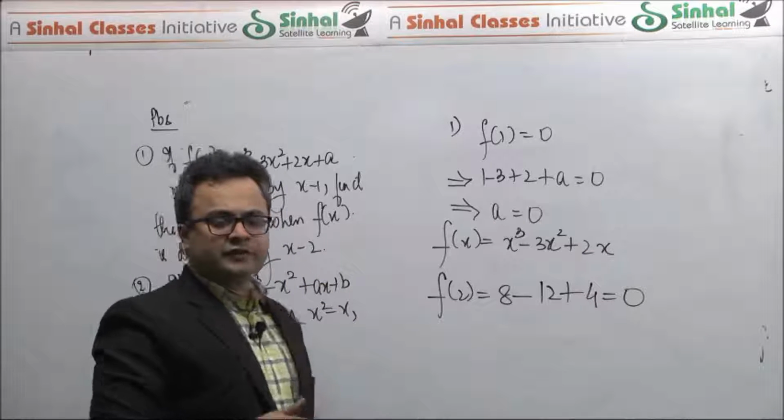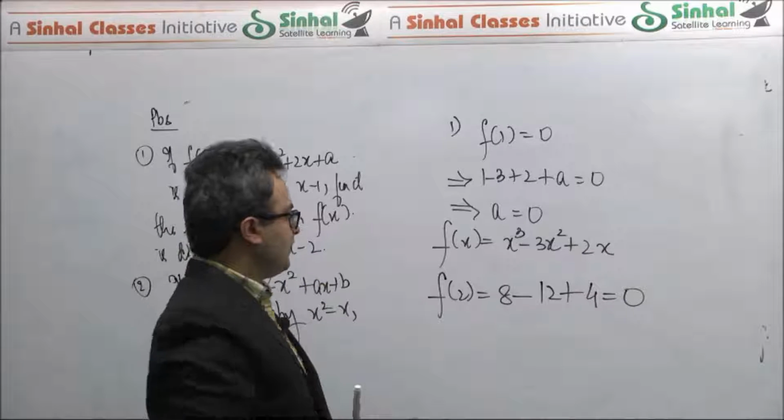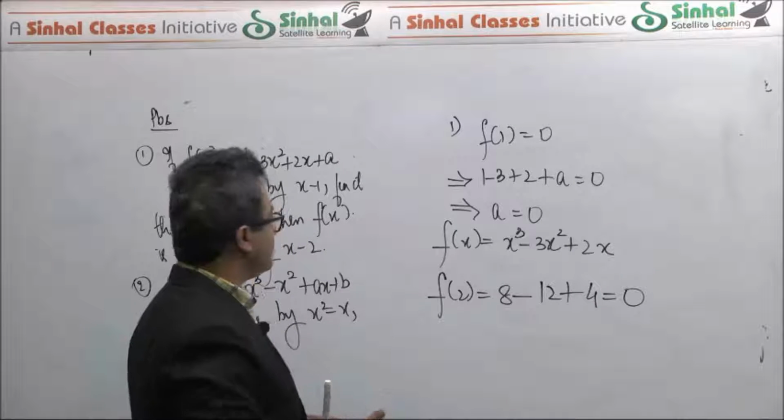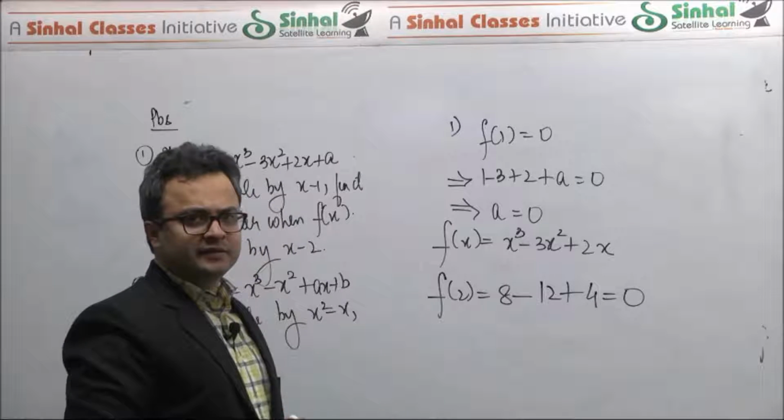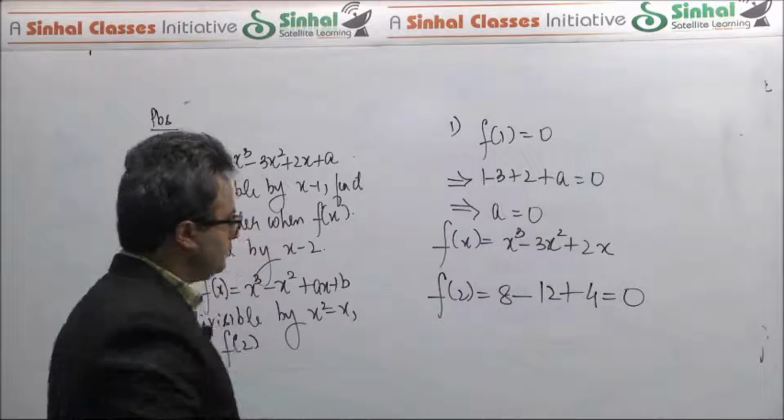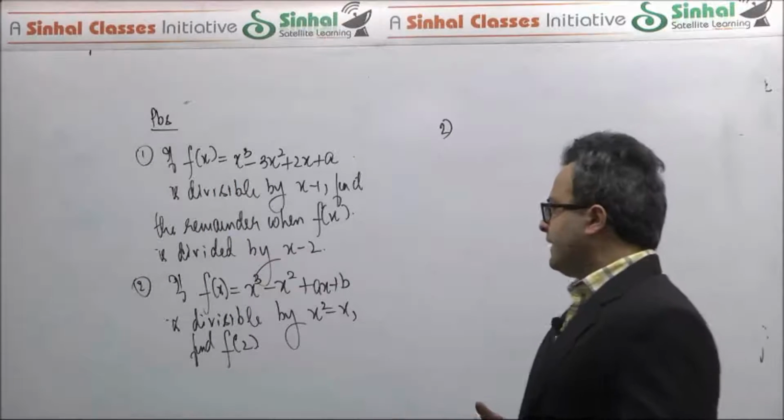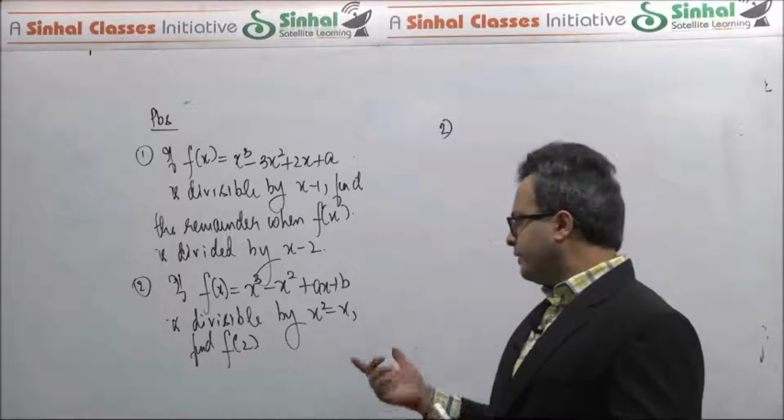Right? So f of 2 itself is turning out to be 0, which obviously then also means that f of x is also divisible by x minus 2. In the second one, again, it's a simple problem, but it's important to understand this information.